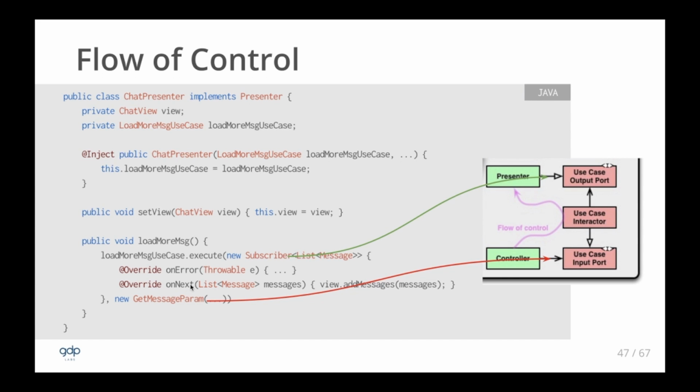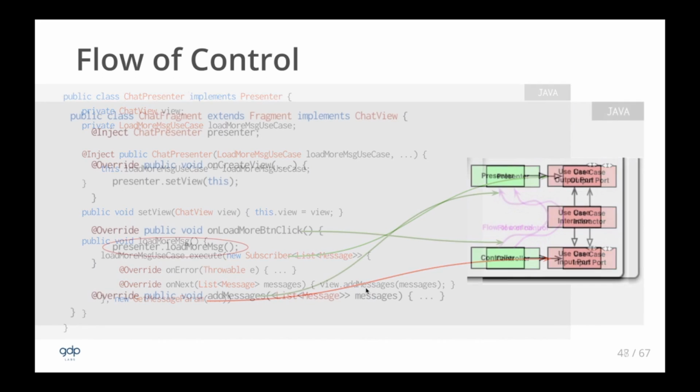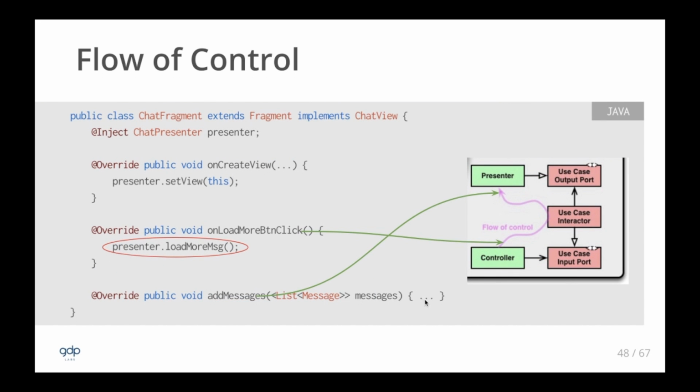There is subscriber, and then it will call the onNext method. So we will have the list of messages, and then the presenter, this chat presenter will pass the output to the view. This one, view.addMessages, and the view will show it to the user.